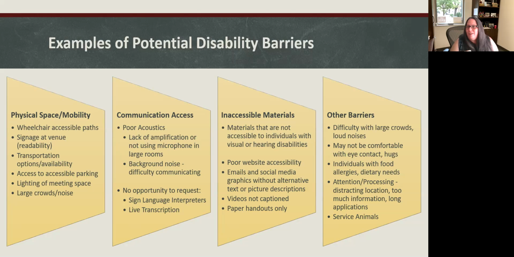Obviously, accessible parking: anybody signing up for a conference who needs that wants to know where they can park and how they can get close, and students trying to figure out how to get to class and to meetings on campus, where is that accessible parking? Then lighting of your meeting space: how dark is the space, and if somebody had a visual impairment, could they navigate well in that lighting? When I talked about interpreters, appropriate lighting for an interpreter in that space.